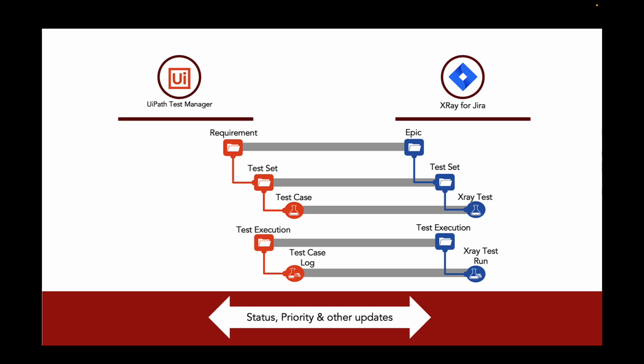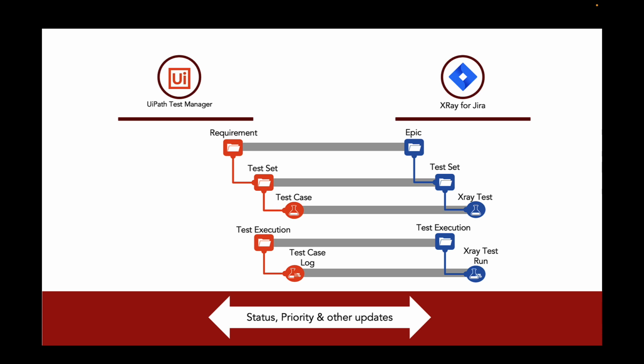Once the team in Xray for Jira breaks that epic down into test sets and tests, UiPath Test Manager Integration Hub will then take those test sets and tests and synchronize them back to the correct test set and test case in UiPath Test Manager. We will also take a look at the bidirectional flow of test executions and test case logs and runs between UiPath Test Manager and Xray for Jira. As it synchronizes these items back and forth between tools, you will see updates such as progress, priority, and assignee flow between them.